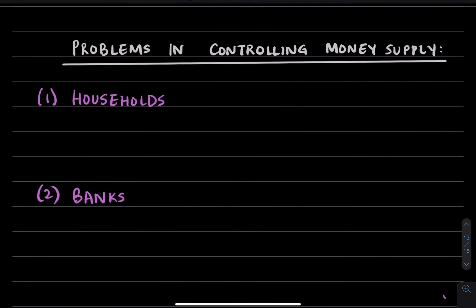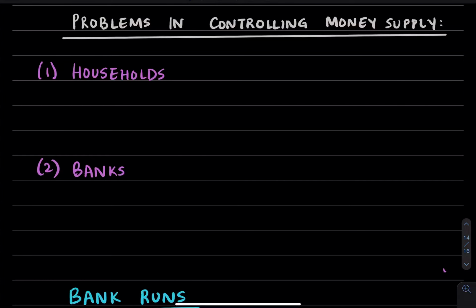Okay, but then there are some problems that the Federal Reserve faces in controlling the money supply. So while it can implement open market operations, it can change the discount rate or do auctions or change the reserve ratio, it still has issues in being able to control the money supply completely. So one issue that arises is from households. So recall that application that we did where you had that $50 note. Now you could hold that $50 or you could deposit it in the bank.